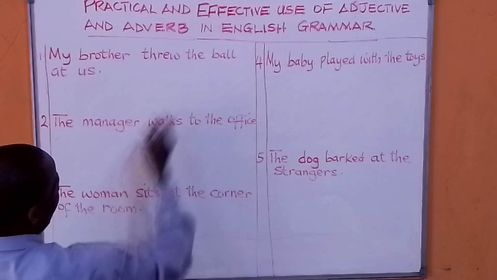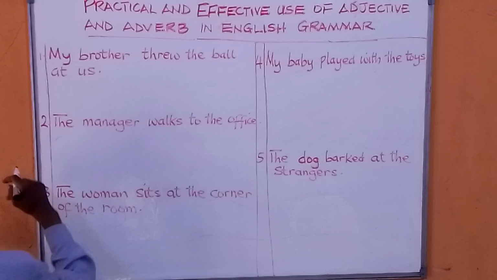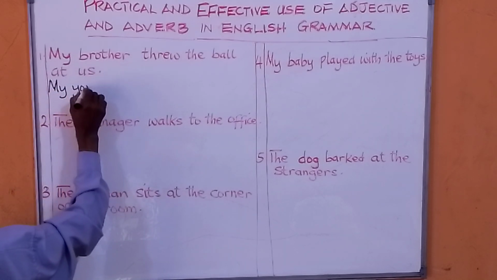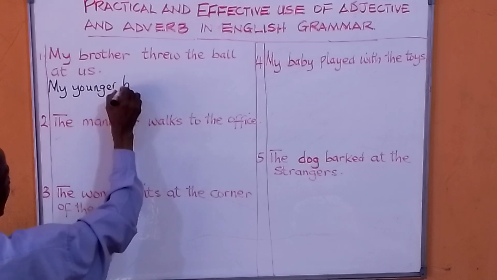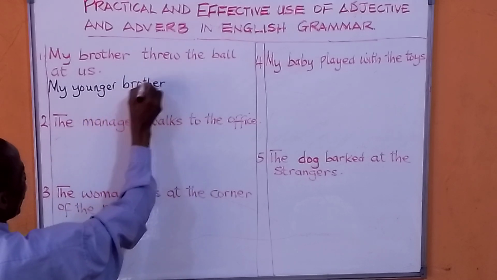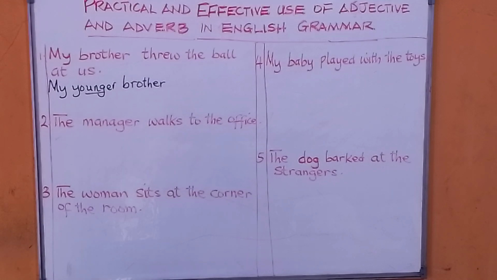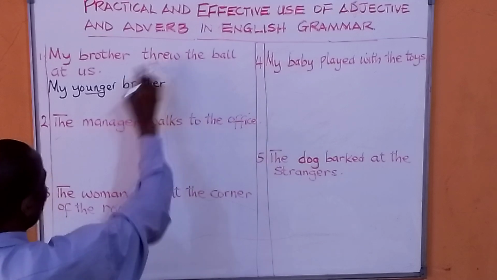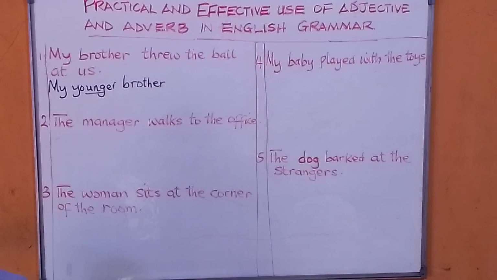So brother is a noun, ball is a noun. Okay, so let's qualify the brother. So let me put my younger brother. So I have qualified the noun, that is an adjective. My younger brother did what? Threw. Now, this word threw is a verb. And an adverb is a word that adds to the verb, that tells you more about the verb, that shows you the action of the verb, how the action of the verb is done.